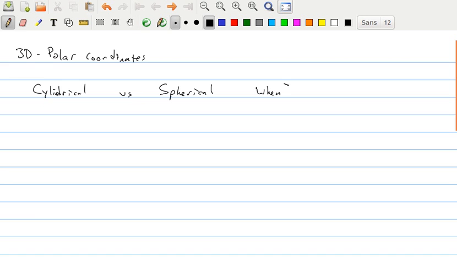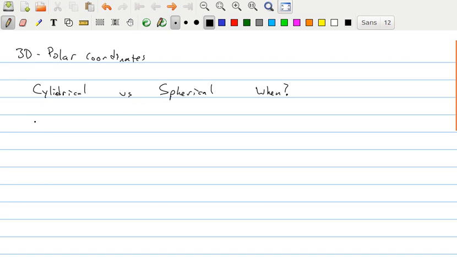Just as we saw integrating in polar coordinates in 2D, let's look at integrating triple integrals now in polar coordinates. Just as we saw in chapter 11, we've got two different versions. We've got cylindrical coordinates and we've got spherical coordinates. So the first question we want to cover is, when do you use cylindrical versus spherical versus neither?